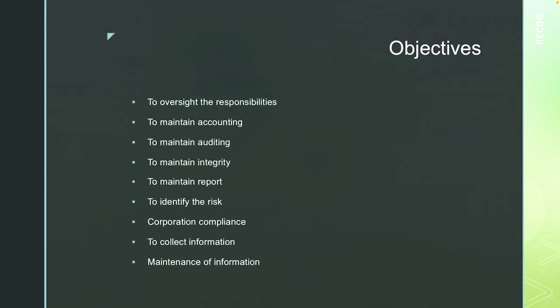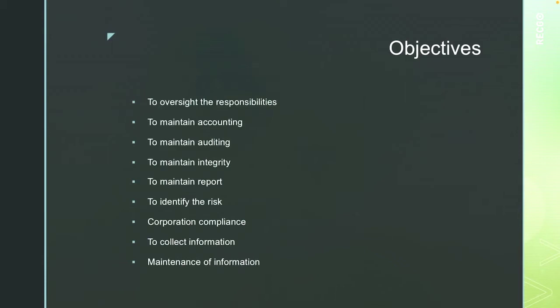Then to maintain oversight of the corporation's risk identification, or to identify the risk involved in the corporation, assessing and managing the program. Then to maintain oversight of the corporation's compliance with applicable legal and regulatory requirements, and to maintain oversight of the corporation's management of information technology related to financial reporting and financial controls.